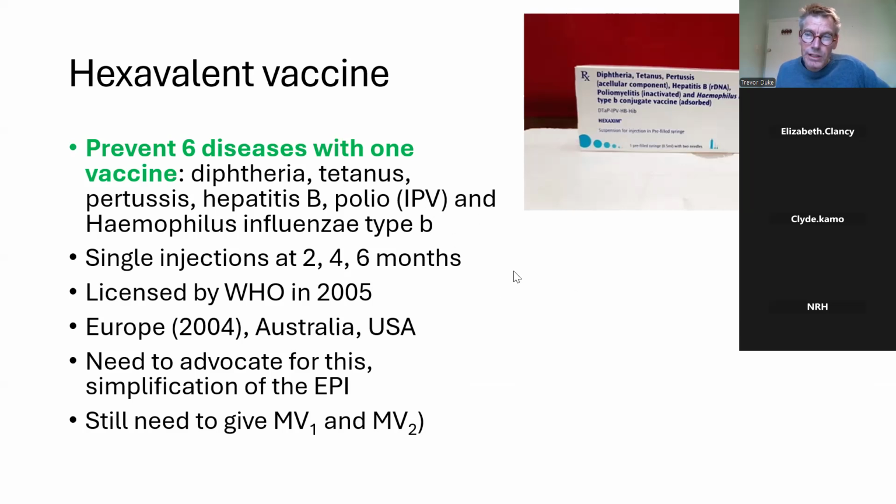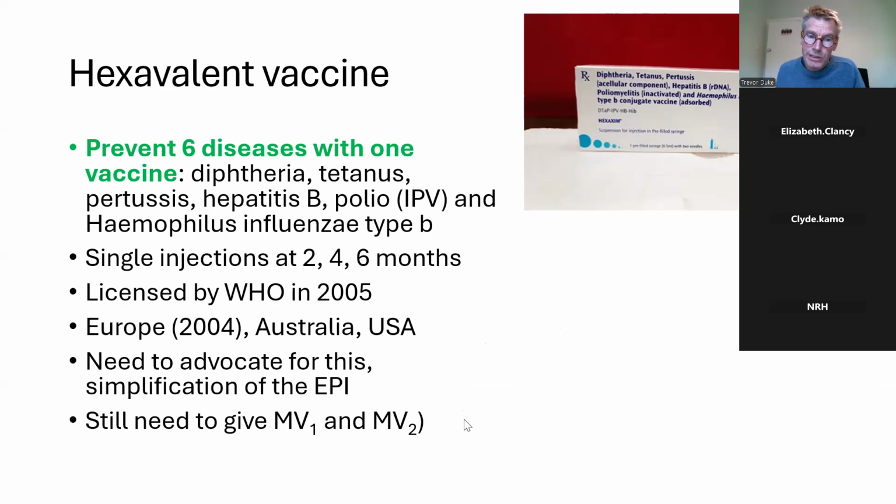It's a single injection. We need to change the schedule a bit, not 1, 2, and 3 months. It's probably got to be 2, 4, and 6 months, or the first dose of hexavalent can't be given before 6 weeks. So most countries have a 2, 4, 6 month schedule. Very safe schedule. Licensed by WHO 20 years ago. So it's not a new vaccine now. It's been licensed for 20 years and used widely in Europe, in Australia, in USA, and even in countries throughout Asia because they've realized it's so much better just to give one injection for protection.